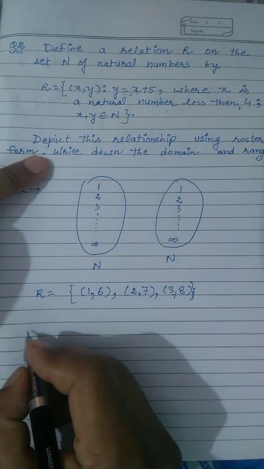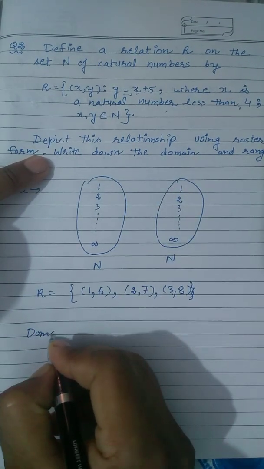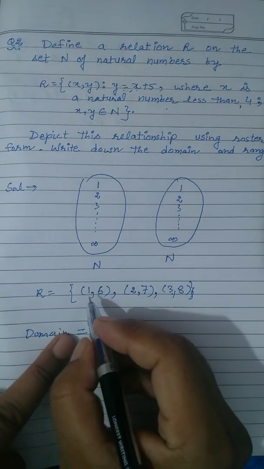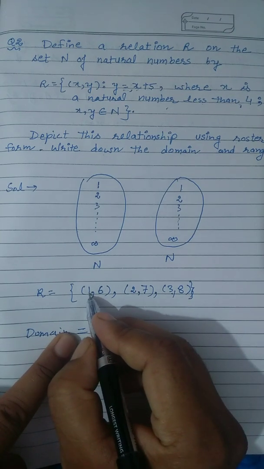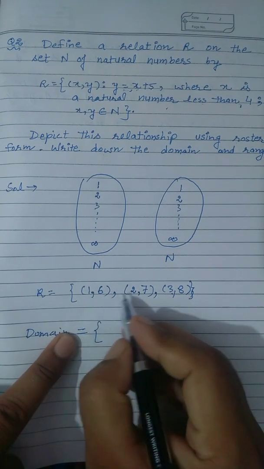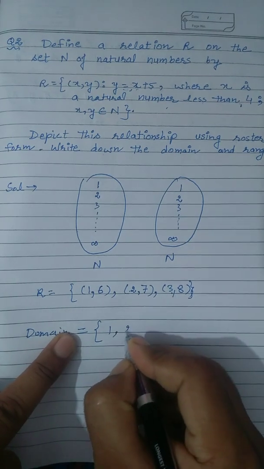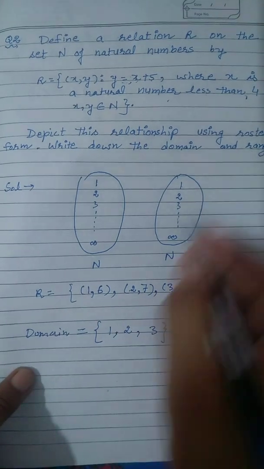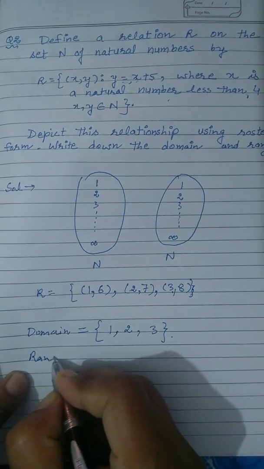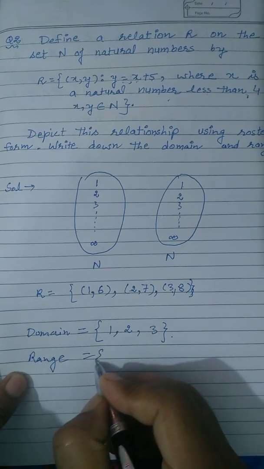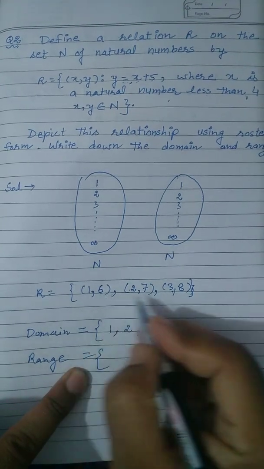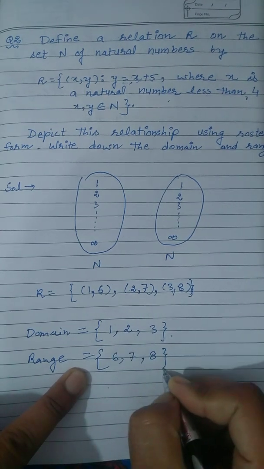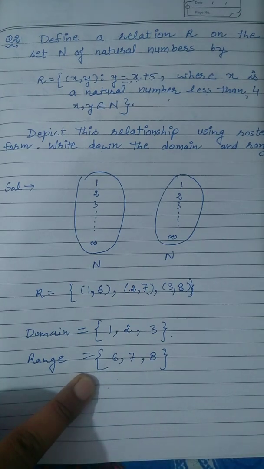Write down domain. Number 1, what is domain? Domain, as discussed in question number 1, is the collection of all first elements: 1, 2, 3. This is called domain. And what is range? Range means the collection of second elements: 6, 7, 8. So this is called range.